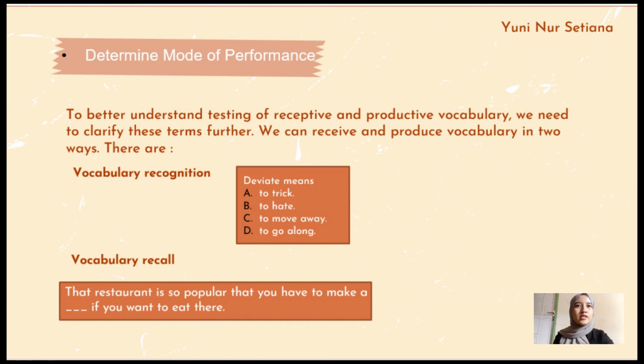And the second mode of performance is recall and use, where the learner is not presented with the word but is provided with some sort of stimulus that is meant to draw out the target lexical item from the learner's memory. The learner is then asked to produce that word. The next test item of filling in the blank is an example of recall plus production. You can see the forms of vocabulary recognition and vocabulary recall on the screen.